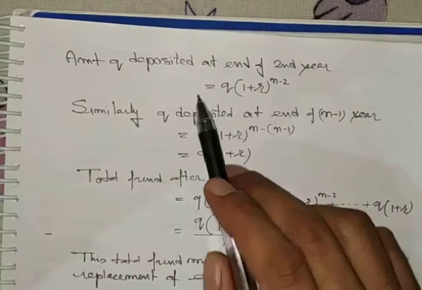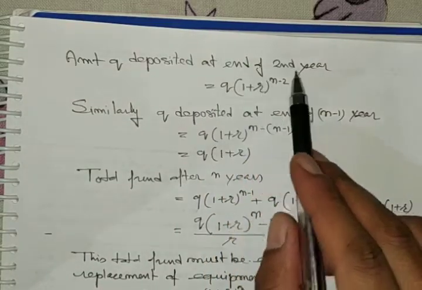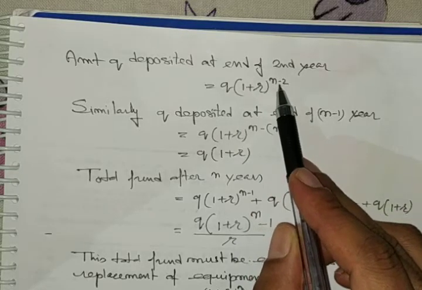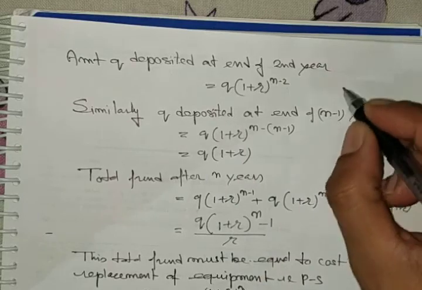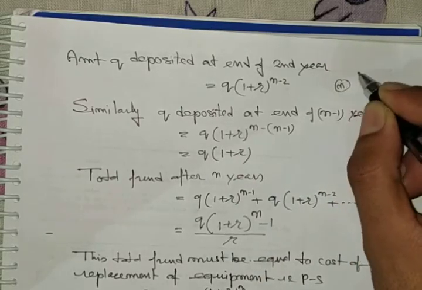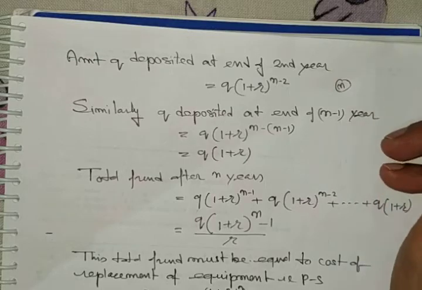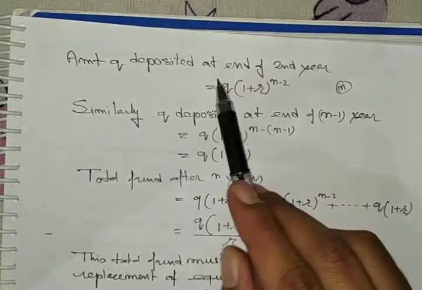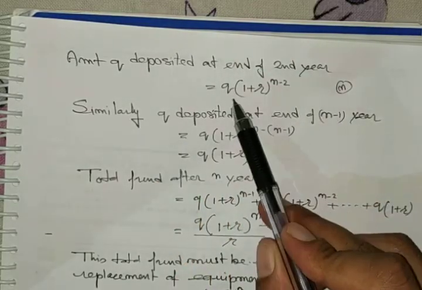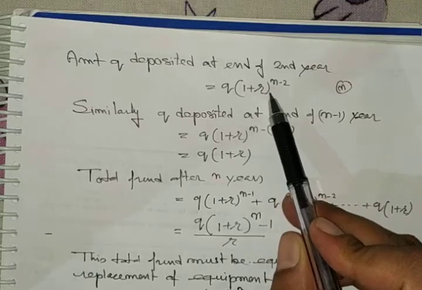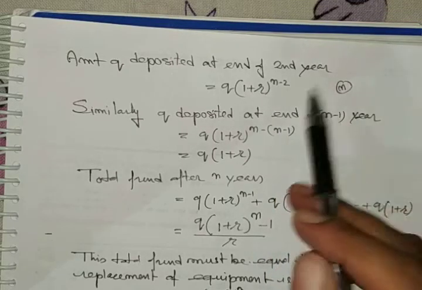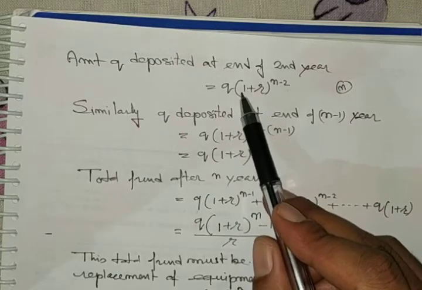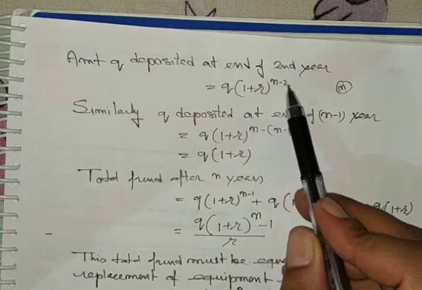Similarly, the amount Q deposited at the end of the second year will be Q into 1 plus R to the power n minus 2. Why is it n minus 2? The total useful life is n years, so after 2 years, how many years will remain? N minus 2. Similarly, the amount Q deposited at the end of the third year will be Q into 1 plus R to the power n minus 3. Similarly, for the end of the fourth year it will be Q into 1 plus R to the power n minus 4.